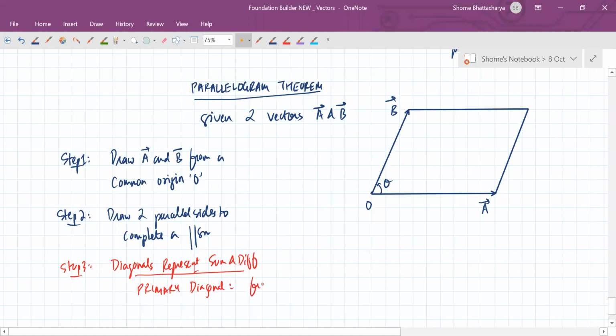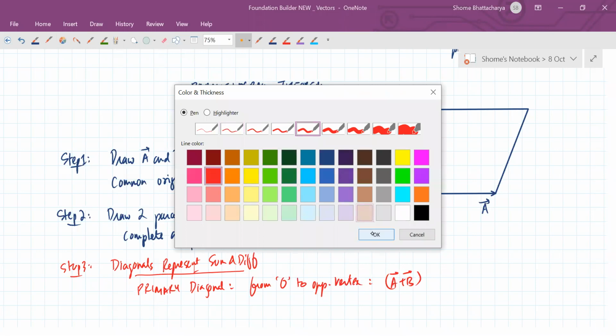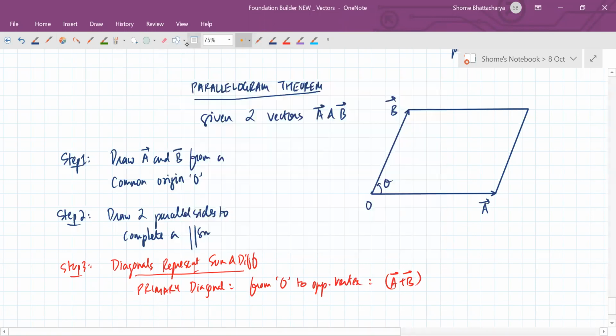Okay, that is from the common origin to the opposite vertex. This represents a plus b. So in this diagram you can see now, if I construct this particular diagonal from the common origin to the opposite vertex, this actually represents a plus b, and this angle here represents alpha.